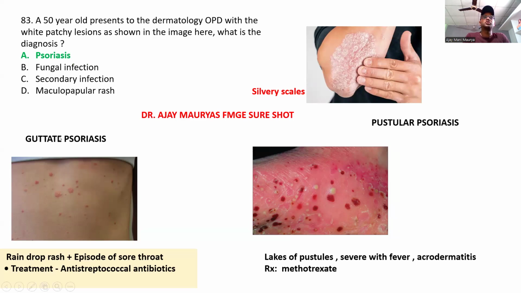We have two types. Guttate psoriasis: there is a raindrop-like rash and a sore throat. The drug choice is antibiotics. Pustular psoriasis: there are more pustules. The drug choice is methotrexate.